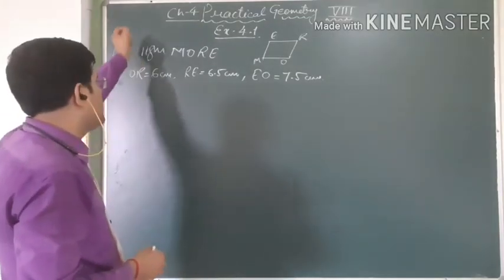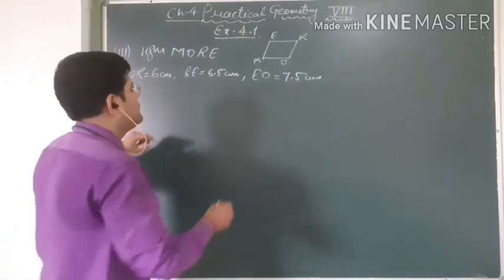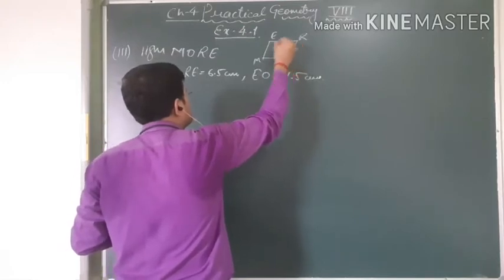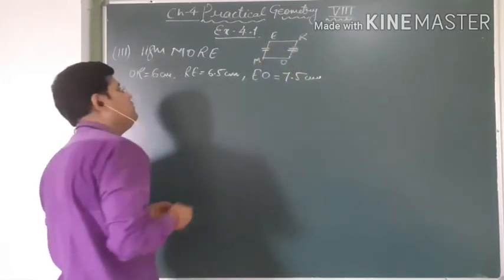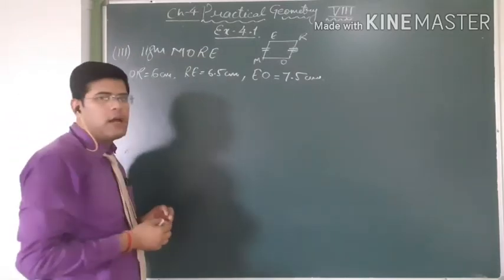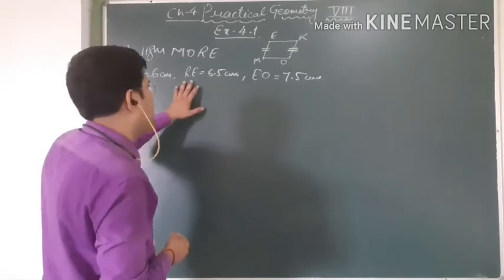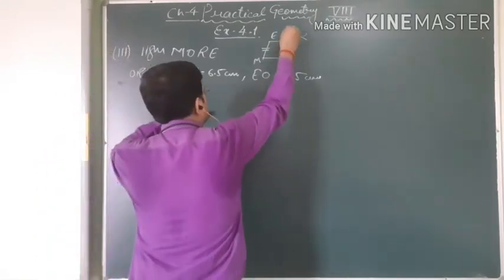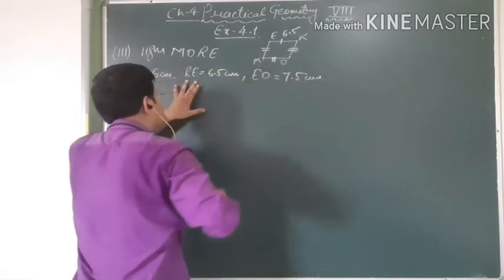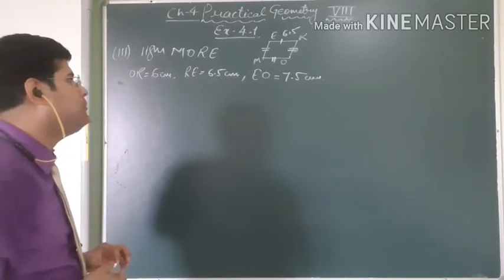Here MO is not given, so it is OR. First, OR is given as 6 cm, and when OR is given, then EM is also equal to OR. Why are these equal? Because in a parallelogram opposite sides are equal. Now moving to RE, which is 6.5. This one is 6.5, which means the opposite side is also equal to 6.5 cm. Why? Because opposite sides are equal in a parallelogram.